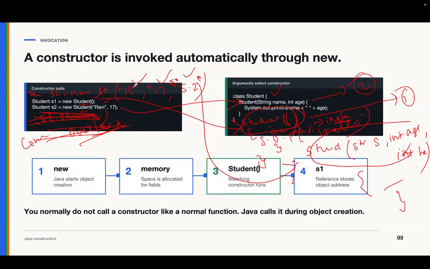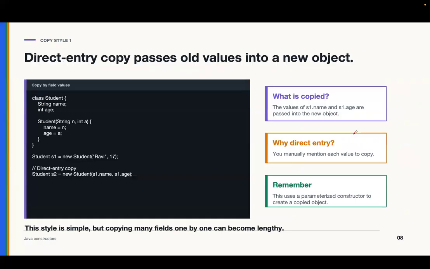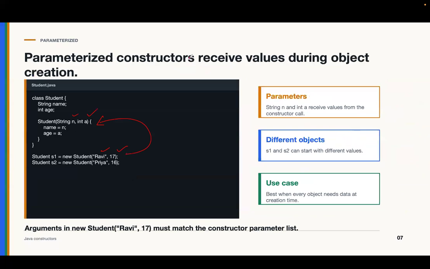We are passing some arguments, right? So these are called parameterized constructors and these are called non-parameterized constructors. Parameterized constructors receive values during object creation. When the object is created, we have to provide the values Ravi, 17. So this Ravi and 17 will be passed to these variables.